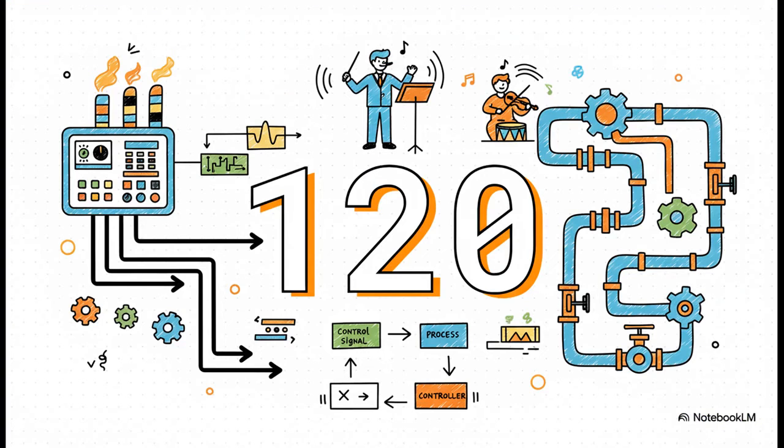I mean, for a system with just 5 inputs and 5 outputs, you might think, how many ways can there really be? Well, the math works out to 5 factorial. That is 120 different possible control configurations.